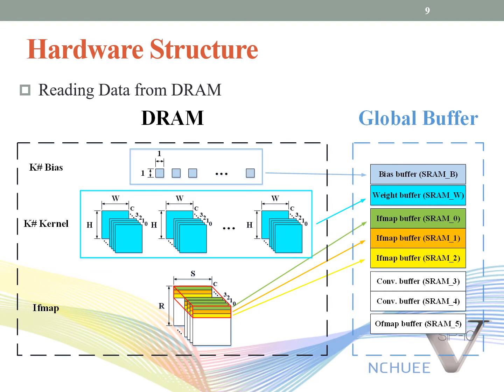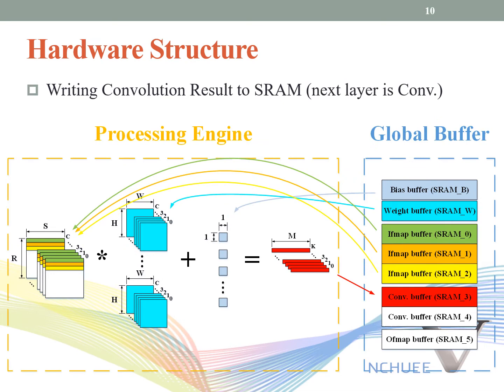The detailed transmission of our data can be separated into 2 parts. One is when the next layer is convolution, and the other is when the next layer is max pooling. No matter which condition, first we transmit bias, weight, and input features to each SRAM in the global buffer from DRAM. If the next layer is convolution, bias, weight, and input feature will be transmitted to the processing engine to do convolution and get a result, which is the red label on this page, then store the value in the convolution buffer, which can also be called SRAM3.